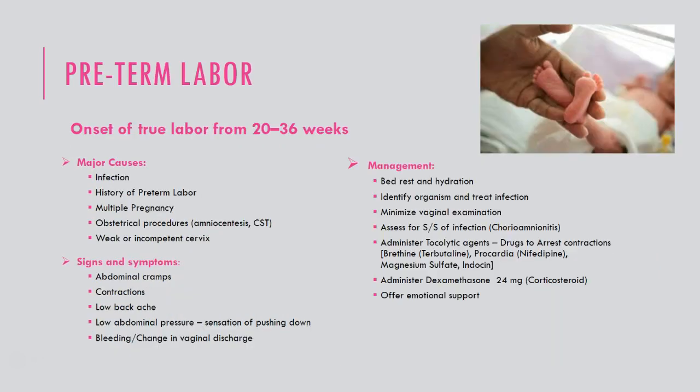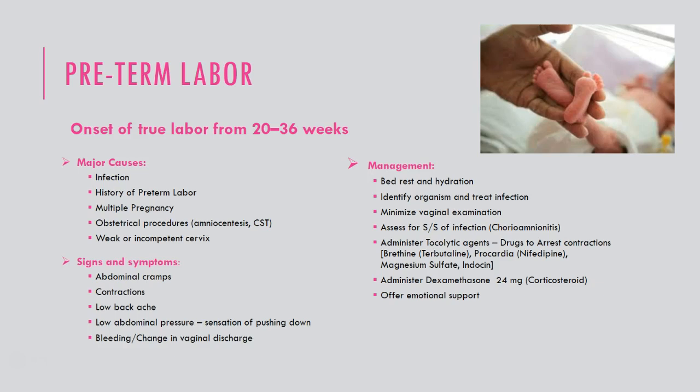So from a preterm labor standpoint, that's the onset of true labor from 20 to 36 weeks gestation. A major cause of preterm labor, there are a bunch of them, but infection, a history of preterm labor, multiple pregnancies, different types of obstetrical procedures that can irritate the uterus, so amniocentesis, contraction stress testing, individuals with a weak or incompetent cervix. All of those are major causes, and of course there are others like drug use.